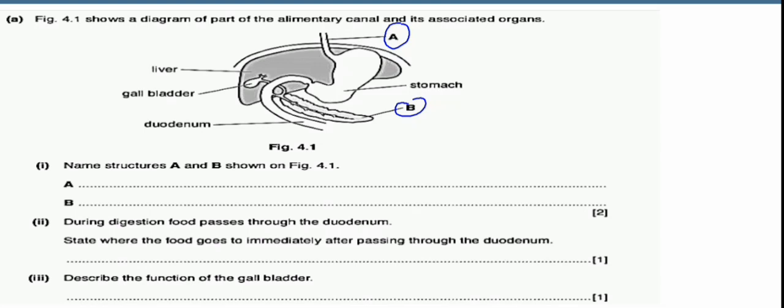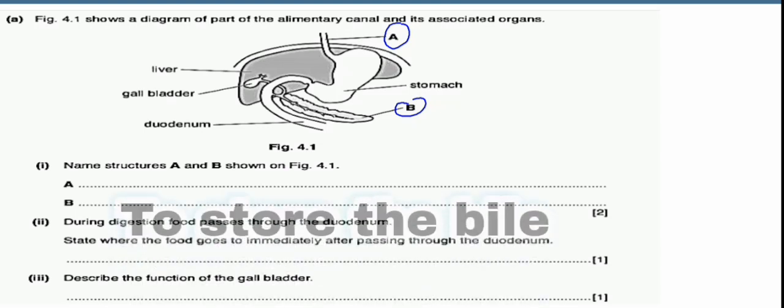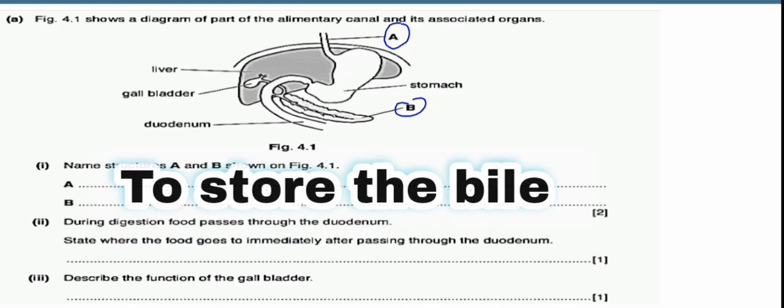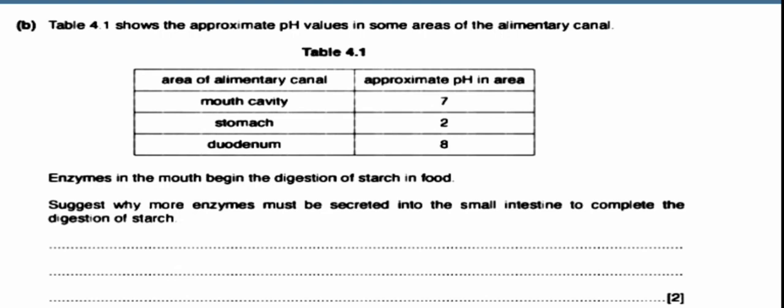Then as for Roman numeral 3, describe the function of the gallbladder. Describe the function of what? The gallbladder. So the function of the gallbladder is to store what? The bile. It is to store the bile. So that one is the answer. The next one, which is B.